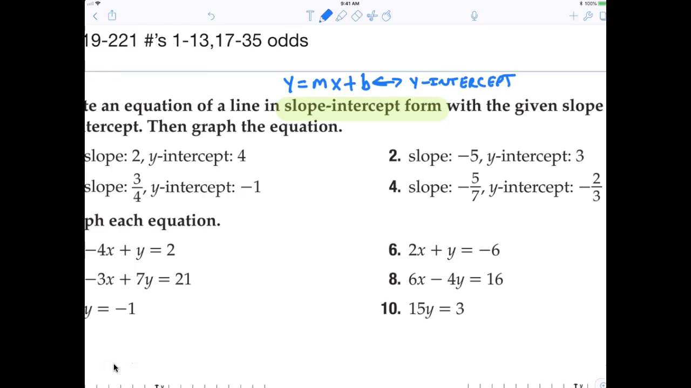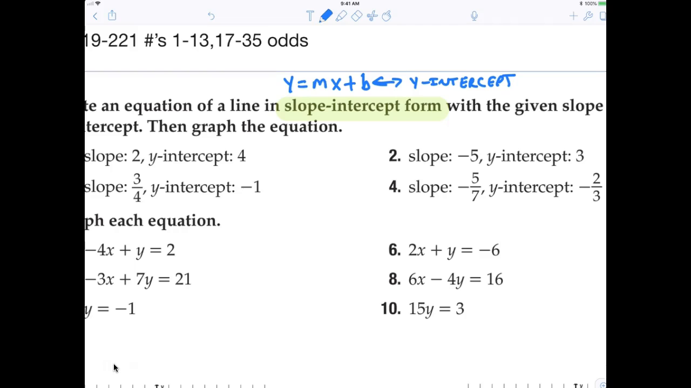The y-intercept just means where the line crosses the y-axis. If I said x-intercept, you would tell me it's where the line crosses the x-axis. So y-intercept, where the line crosses the y-axis. X-intercept, where the line crosses the x-axis. And m stands for slope.